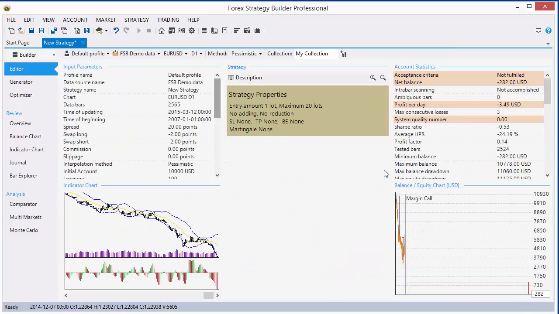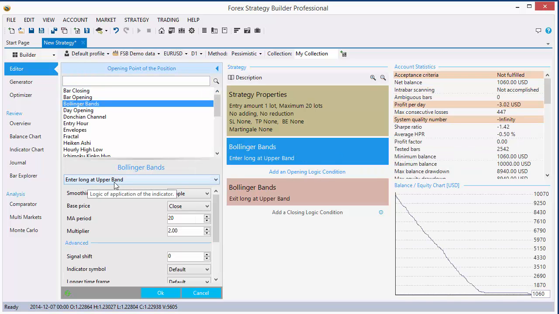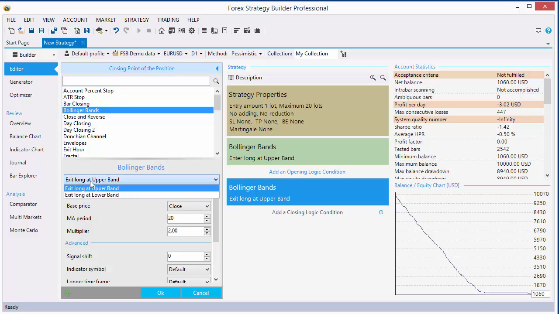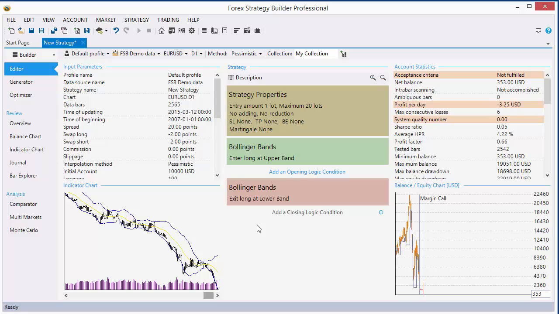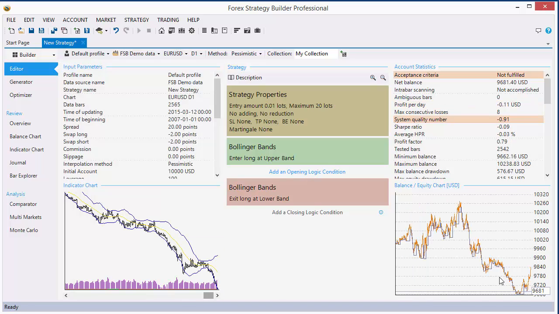Let's make something more complicated. I will set Bollinger Bands here: enter long at the upper band and exit long at the lower band. This is a classical trend following system and application of Bollinger Bands. I will reduce the entry amount. Unfortunately, that system is not working very well, and this is the purpose of Forex Strategy Builder: to show us the backtest, how these systems that we are reading about in the books actually work.